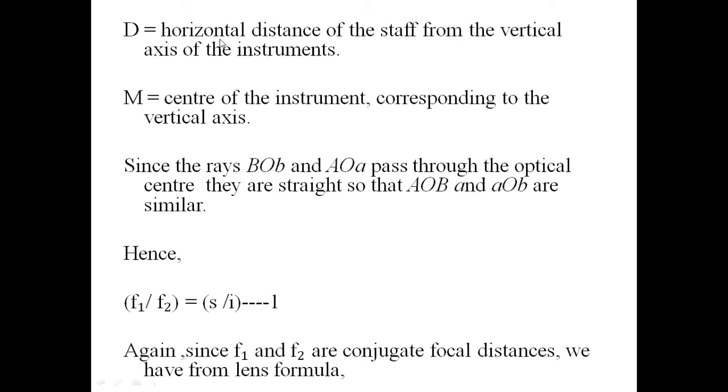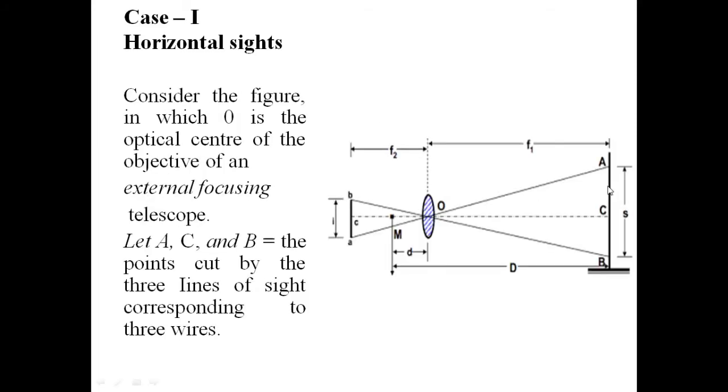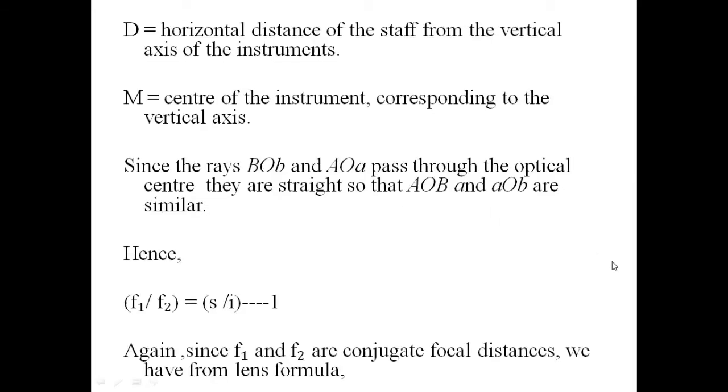Therefore, D is equal to the horizontal distance of the staff from the vertical axis of the instrument, and M is the center of the instrument corresponding to the vertical axis. Therefore, the rays AOA and BOB pass through the vertical optical center. They are straight, so that triangles AOB and the small aob are similar. Hence, due to the similarity of triangles, F1 by F2 is equal to S by I. That is equation number 1.